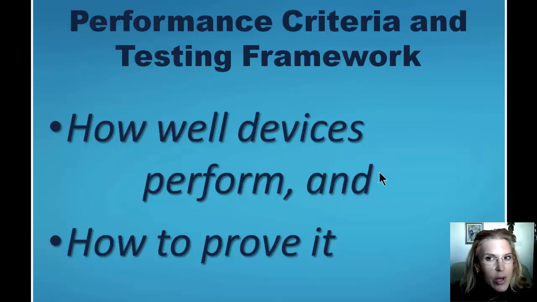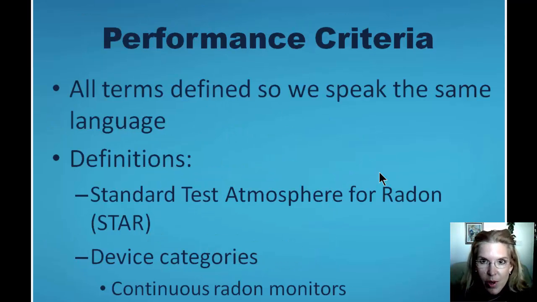Performance criteria really are not that useful unless you provide a framework for testing. In other words, how well devices perform is one thing, but you also need to provide instructions for how to prove how well they perform. The performance criteria involve a lot of terms, so we have several pages in the standard where we have definitions, including a standard test atmosphere for radon, or a STAR chamber, and that term we picked up from the international standards that have used that term to mean a radon testing environment.